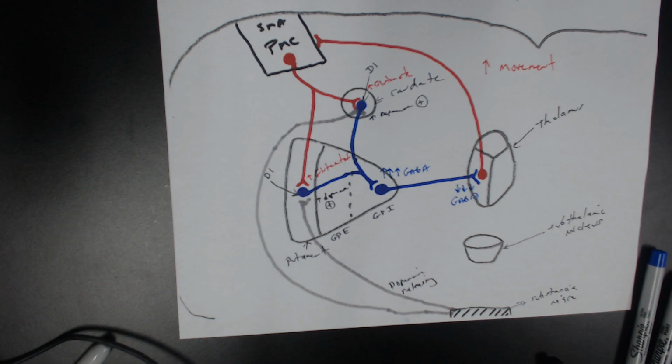You're moving. You're going to initiate movement. At rest, GABA is always on. This GPi neuron is always on. It's inhibiting neuronal firing in the thalamus to communicate with movement.